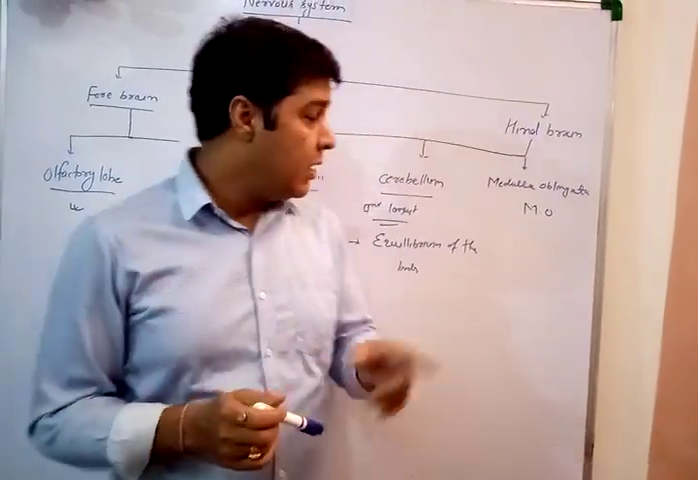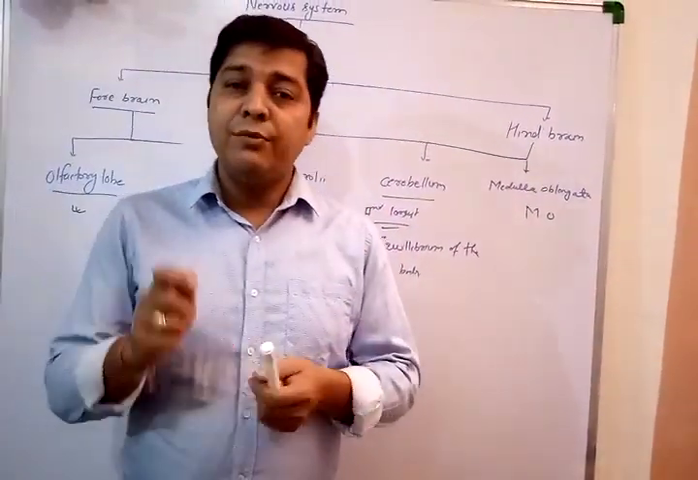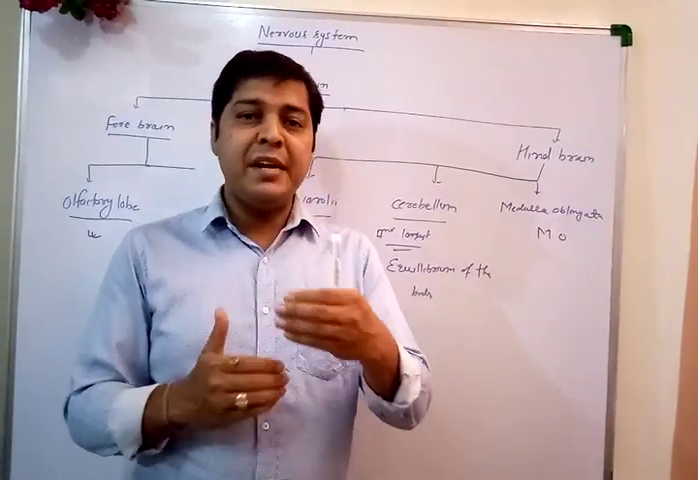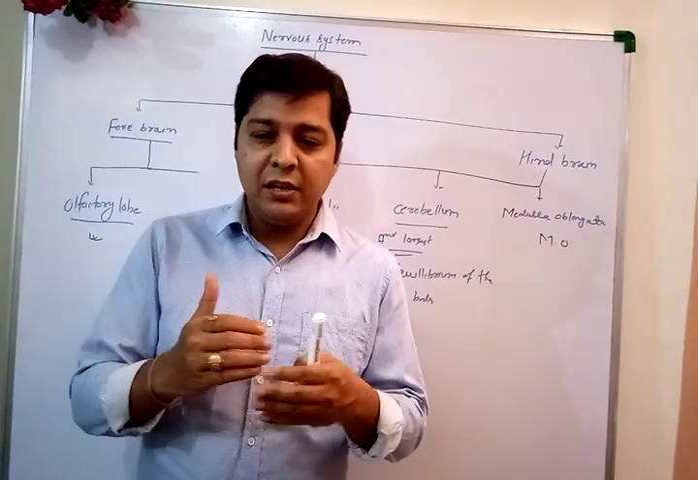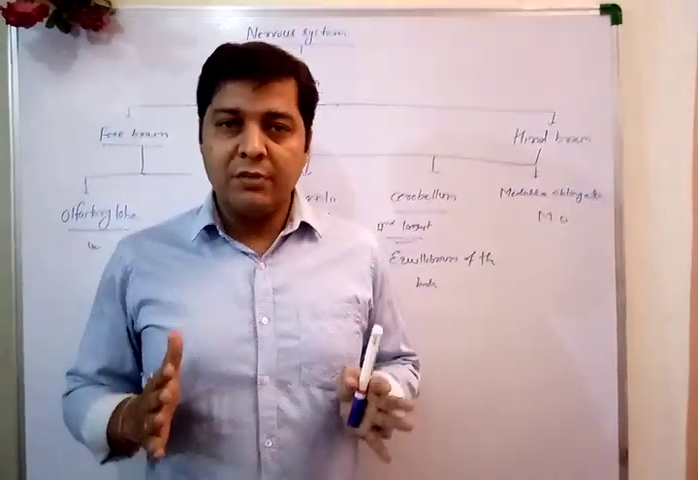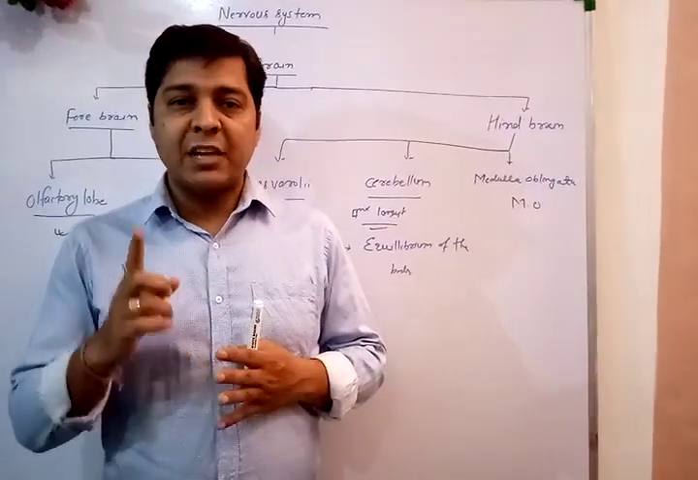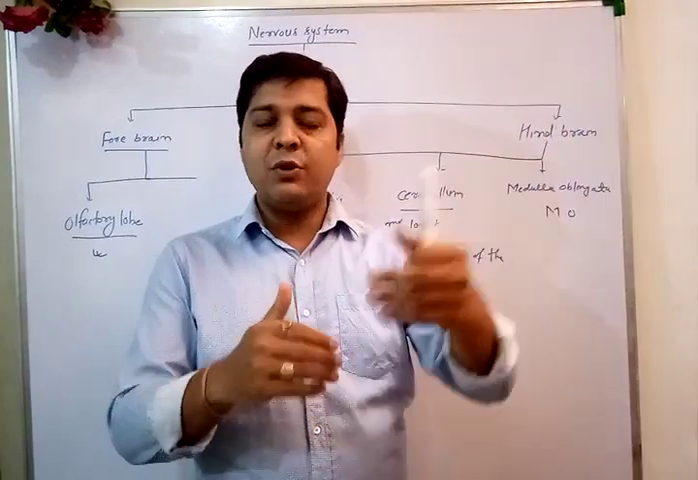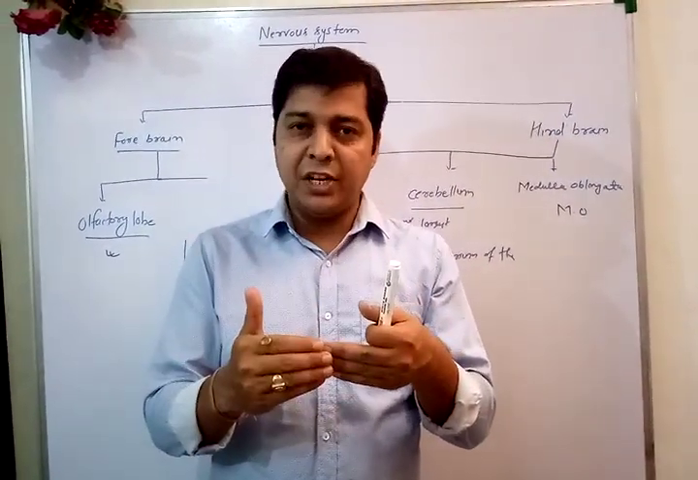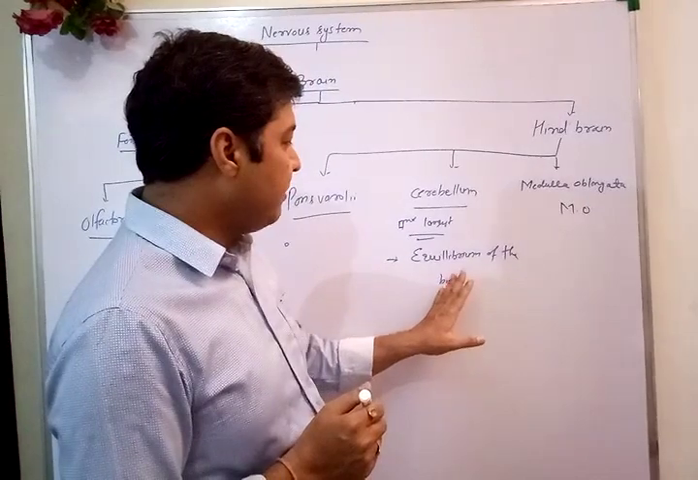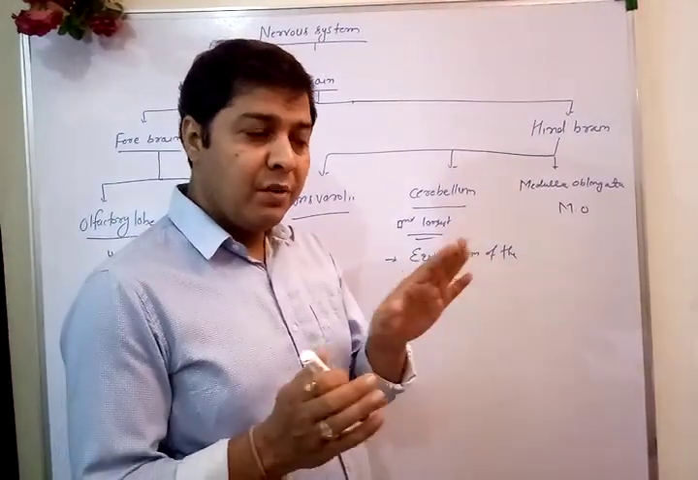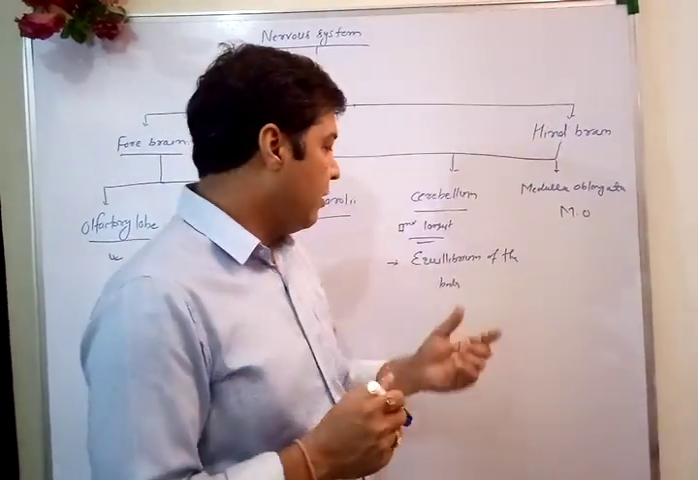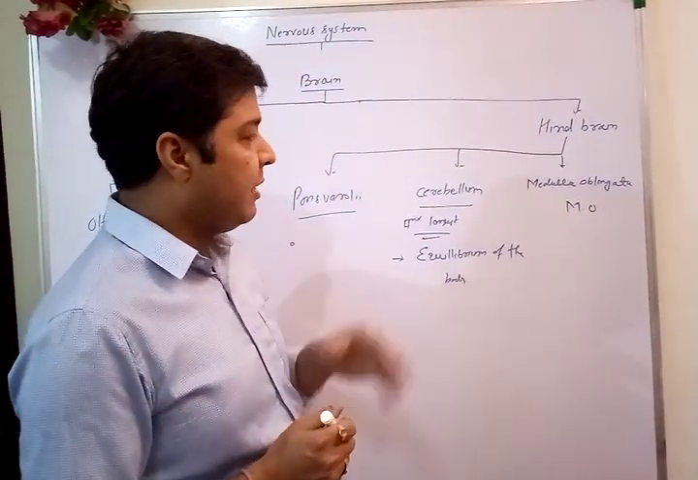What is the main function? This cerebellum is responsible for keeping the body balanced, which means it maintains the equilibrium of the body through which we perform our work without any disturbance. Clear? It is also responsible for control and coordination. It coordinates the muscles' functioning. So it maintains the equilibrium of the body. This is what the cerebellum does.